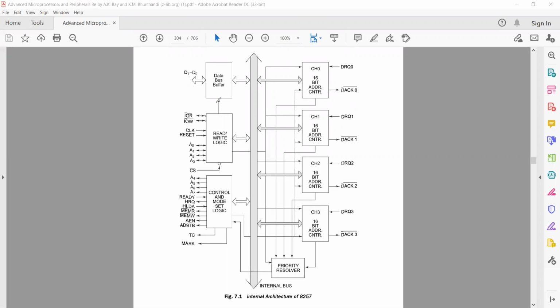First, you can see here this is the block which is used to communicate with the CPU, the data bus buffer, in which you are going to transfer the data. You all know all the interfacing devices will have this data bus buffer. This is used to transfer data to and fro from the 8257.